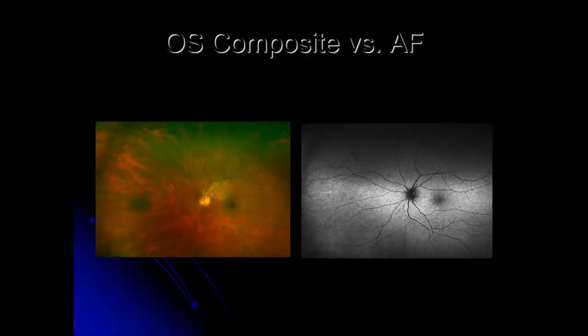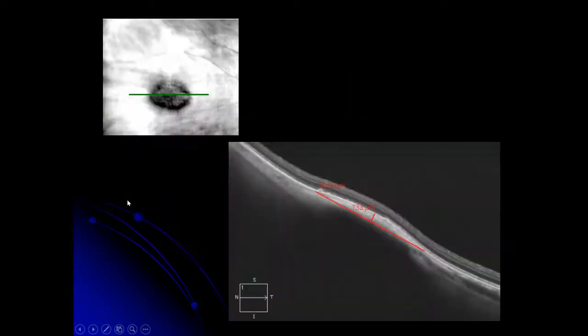The composite color, the red and green combined, compared to the autofluorescence, is showing us that the lesion is missing on autofluorescence, again because the lesion is under the retinal pigment epithelium. It's at the level of the choroid. So that probably makes sense. The general rule is, if I find a lesion with ultra-wide field autofluorescence or ultra-wide field color, I'll then take an OCT through the lesion.